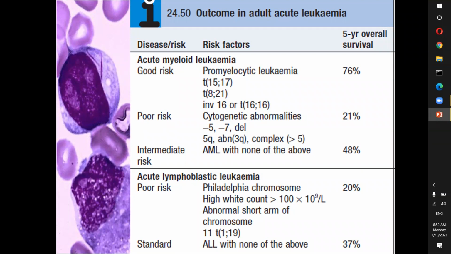We may have a good risk leukemia where the patient will survive and even be cured. Still, leukemia, according to the risk stratification, is an incurable disease.